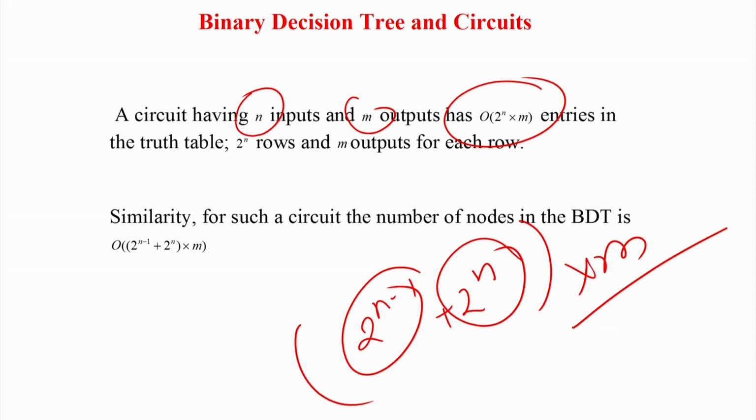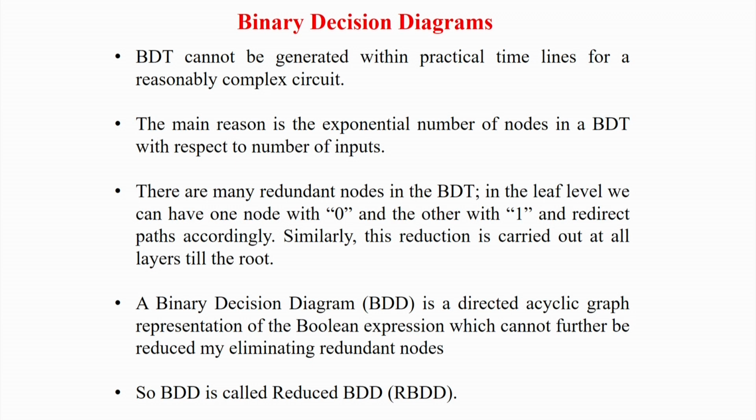So, huge complexity. Obviously nobody can even think about modeling a practical system in terms of a binary decision tree. Then something actually revolutionized this, it was by Bryant, R.E. Bryant. We are all thankful to Professor Bryant for finding such an interesting data structure, which revolutionized the whole CAD industry. A binary decision tree cannot be generated in practical timelines for a reasonably complex circuit. Reasonably complex here means even at 20 inputs it is very difficult. The main reason is the exponential number of nodes in a binary decision tree.